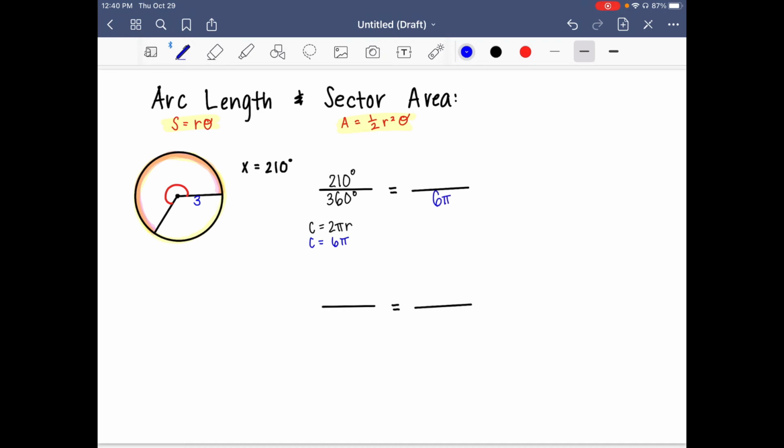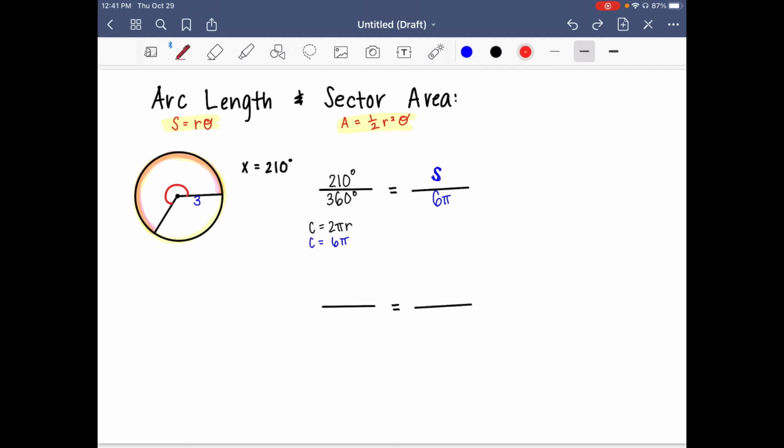So what I want to do is solve. I'm still going to use S for arc length. S is for arc length, or I could just write arc length or whatever variable I want there. I'm going to solve this proportion to figure out what fraction of that circumference is my arc length.